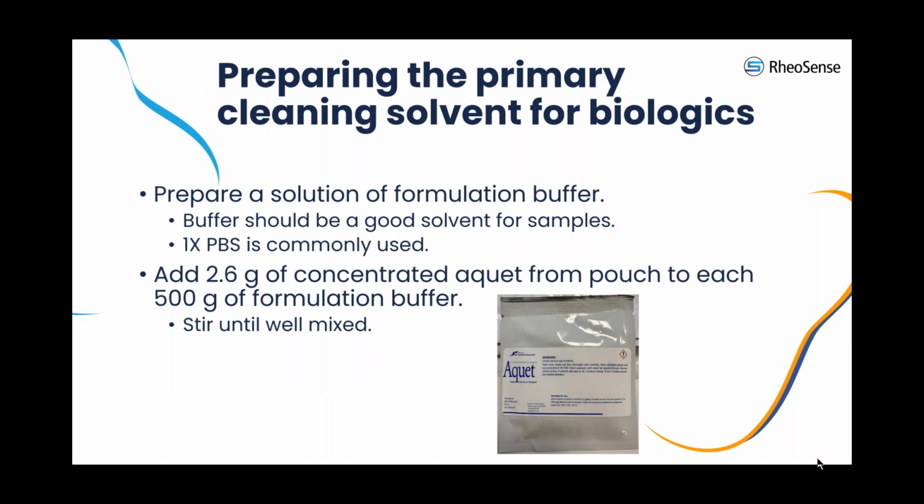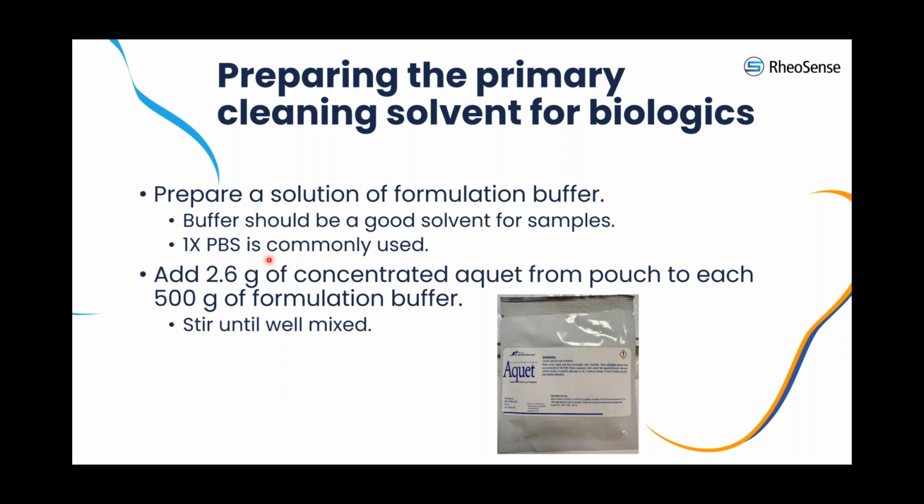So here we show how you can prepare the primary cleaning solvent for your biologics. It's very simple. Most of you will find it trivial. You prepare a solution of your buffer first for your MABs, proteins, or other biologics. It's important to ensure that this buffer is a good solvent for your samples. And what I've noticed is that 1X PBS works very well for many of our customers, though we recommend that you ensure your buffer is a good solvent.